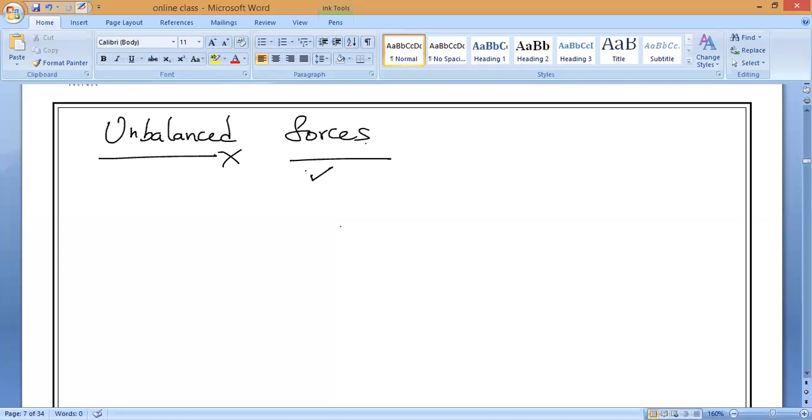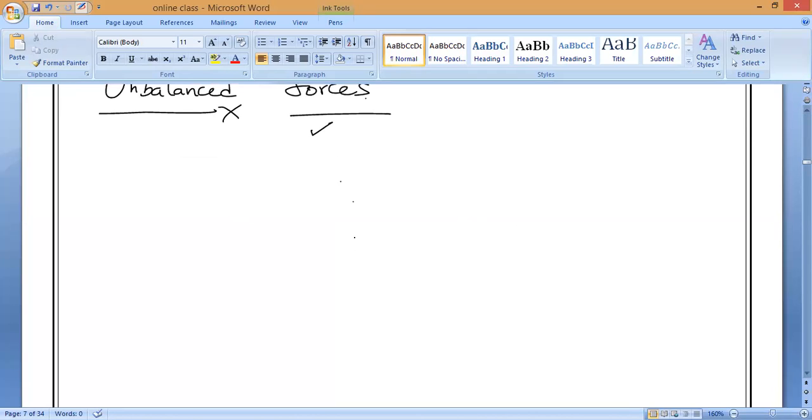If the forces applied by us are not equal, that is, the resultant force is not equal to 0, then we can say the forces are called what, guys? Unbalanced forces. Okay. Now, for example, you can see.